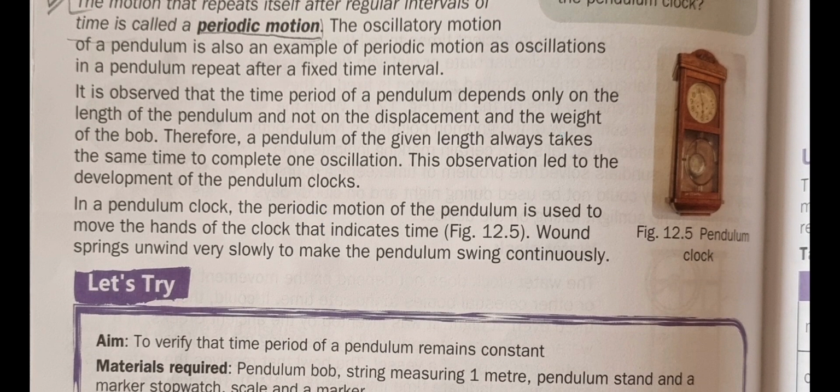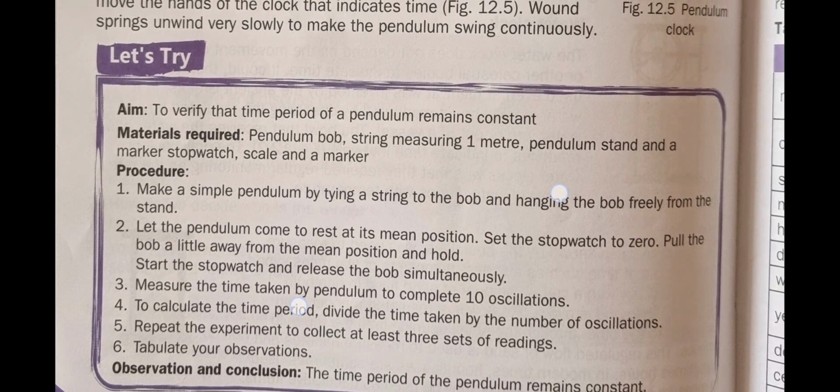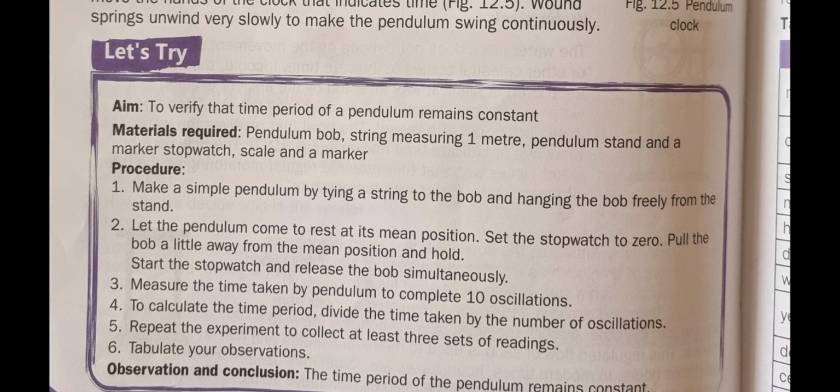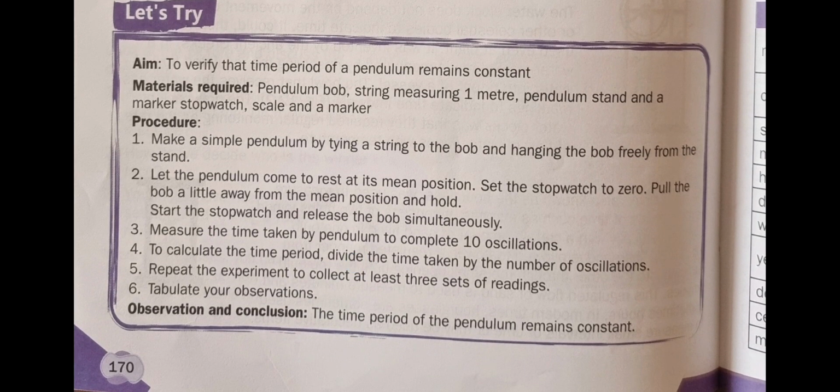You can see here the picture of a pendulum clock. In a pendulum clock, the periodic motion of the pendulum is used to move the hands of the clock that indicate time. A wound spring unwinds very slowly to make the pendulum swing continuously. This is the activity to verify that the time period of a pendulum remains constant. So you can see this activity and read it.